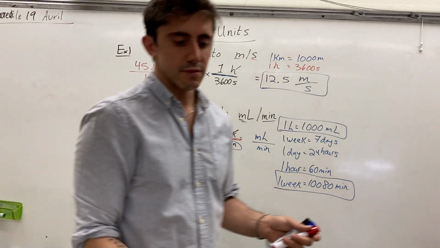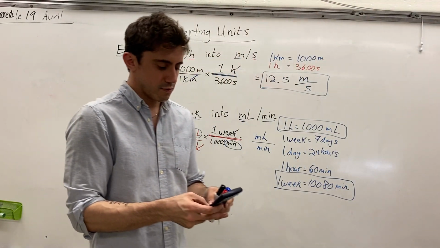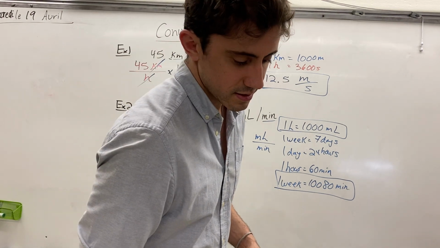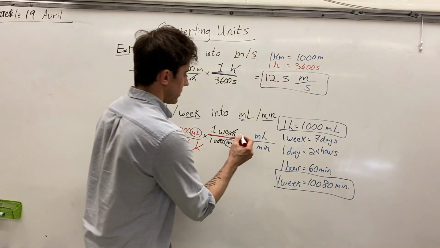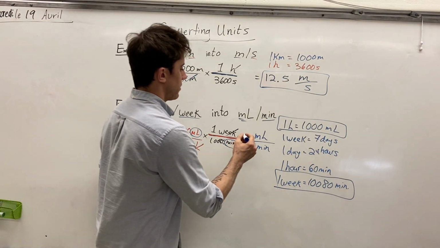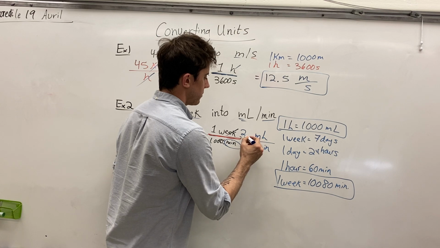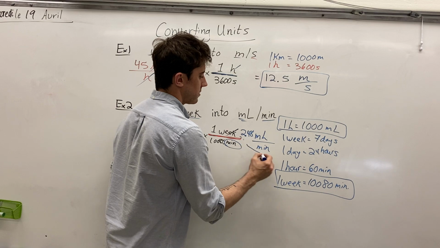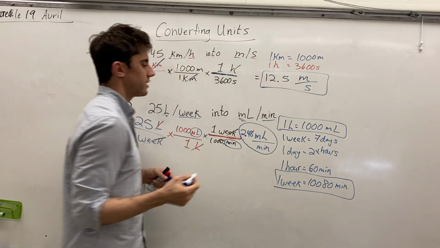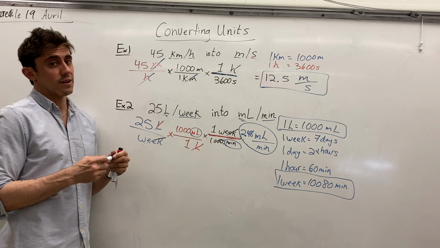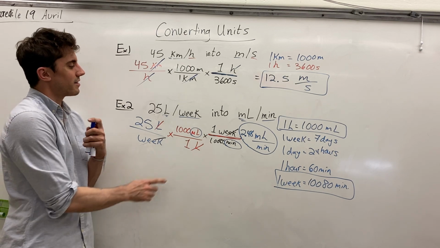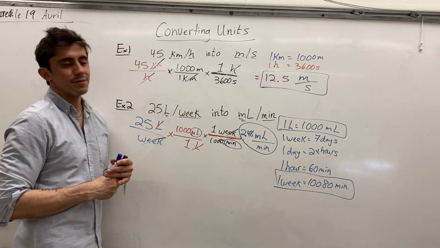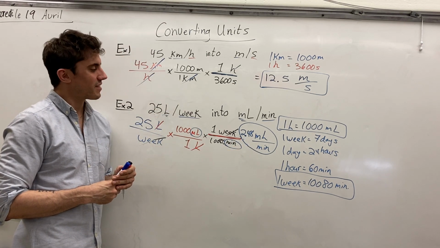Again, that's going to be a messy decimal. You can do that on a calculator if you'd like. 25,000 divided by 10,080 is 2.48. And so we'll keep 2 decimal places and we'll have 2.48 milliliters per minute. And so if you've ever wondered how fast you have to drink water to drink 25 liters a week, you'd have to drink roughly 2.48 milliliters every minute of the day.